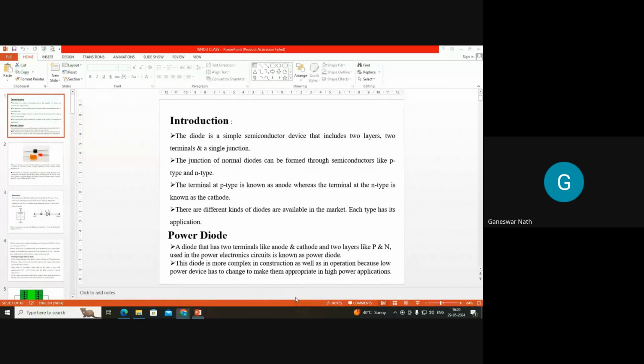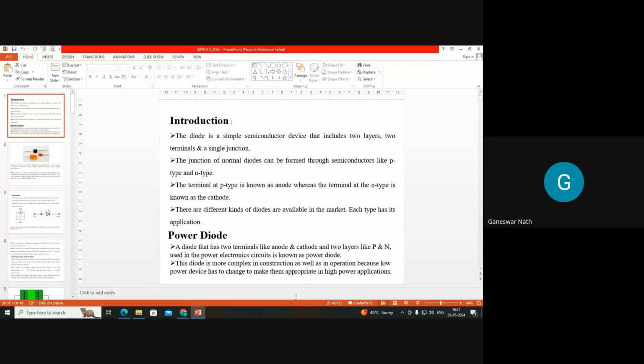Sorry for that, some technical issue. So, all of you know this is the power diode. This power diode is just like a general diode, but it is somewhat different in construction. A power diode is a diode having two terminals, the anode and the cathode, and it has a p and n junction.